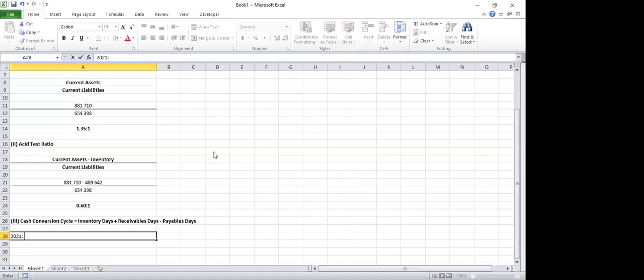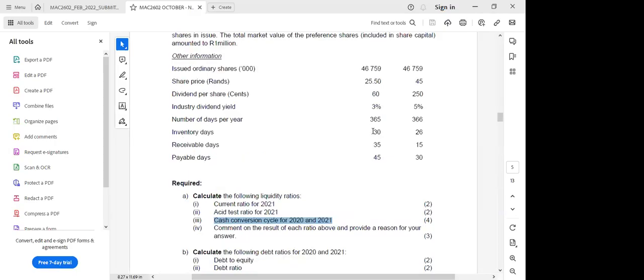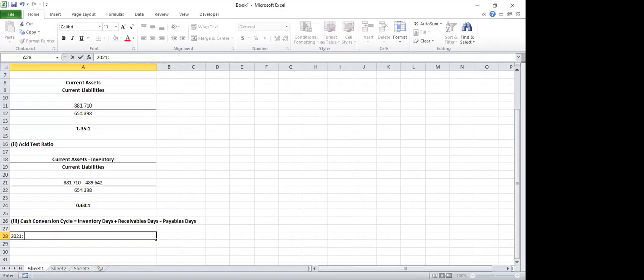Right, so we'll take a year. We're given these things; sometimes you're not given, so you'll have to calculate. So we're given these days here. For 2021, 30 plus 35 minus 45, which is equal to 20 days. So on average in 2021, after investing our money in the current assets, it takes us about 20 days to recover our money. If we invest today in our current assets, on average it will take us 20 days to get back our cash after investing it in current assets.